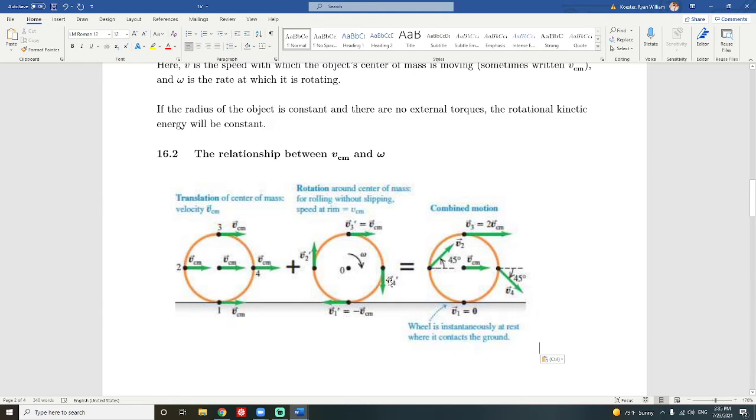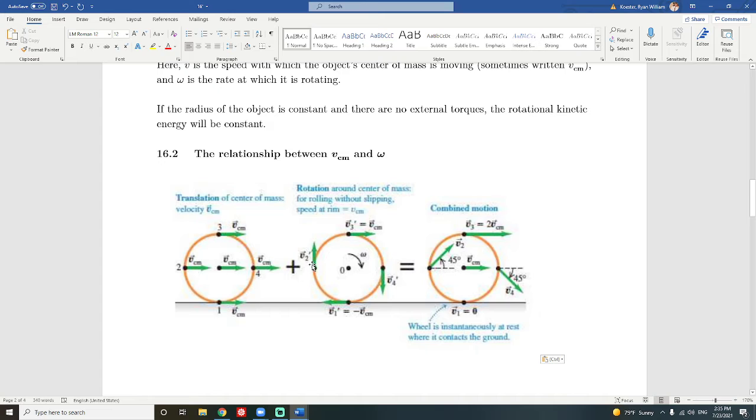Or like this, or like this. And that's just by definition of the tangential velocity. But then when you combine these two motions, right? So now you have something that's translating and rotating. These points have velocity vectors that are given by the vector sum of the other two cases, right?